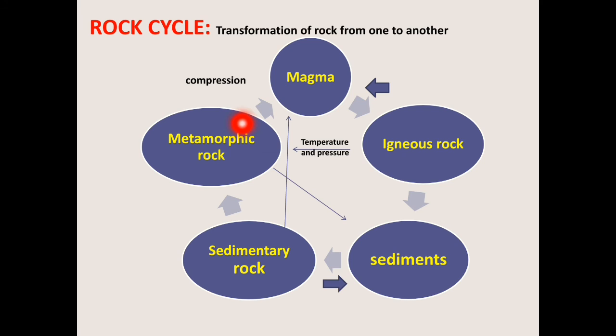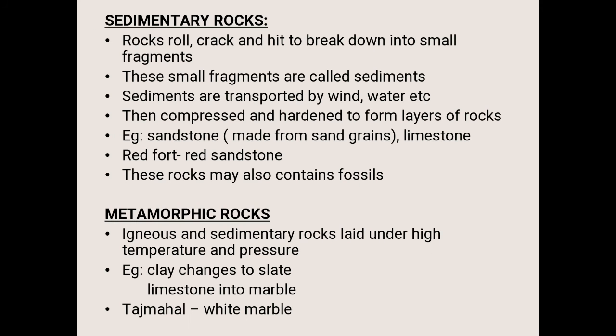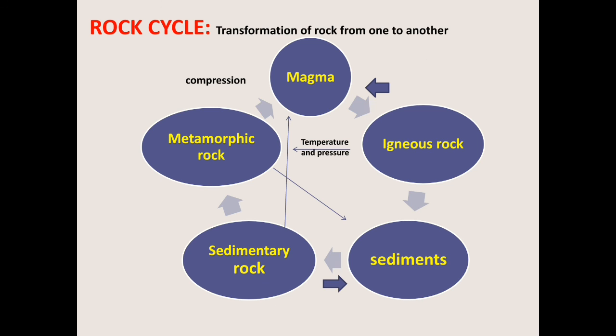When these metamorphic rocks are subjected to very high pressure, they change into magma. So this cycle continues. Similarly, when these metamorphic rocks break down into small fragments and form sediments, this cycle also continues. Similarly, igneous rocks under high temperature and pressure get converted into metamorphic rocks.